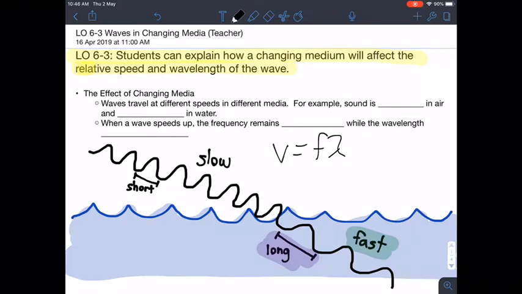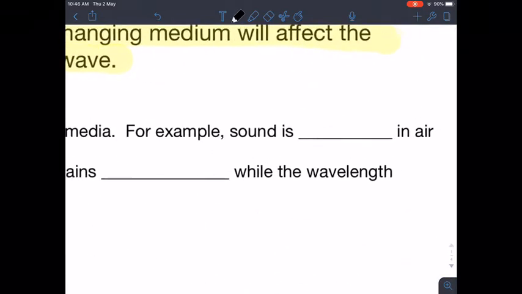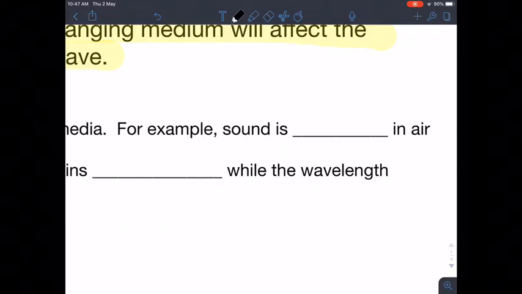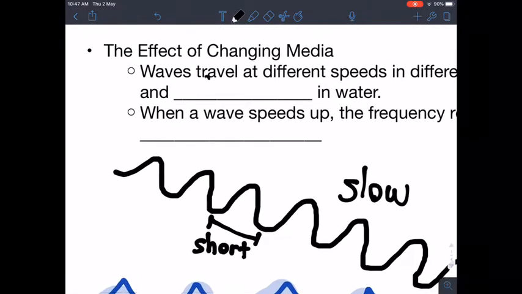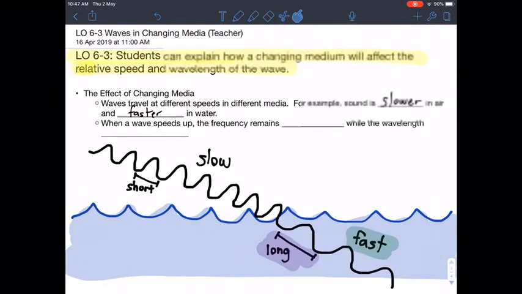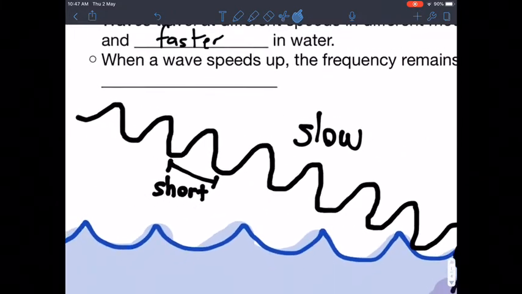And so today we're going to be talking about situations where the velocity does change, and the things that cause the velocity to change are changes in the media or medium that the wave is traveling through. So one specific example for that would be that if sound is traveling in air, it's going to be slower, and it's going to be faster when it's in water. And this is shown in this picture. You've got your sound wave right here.